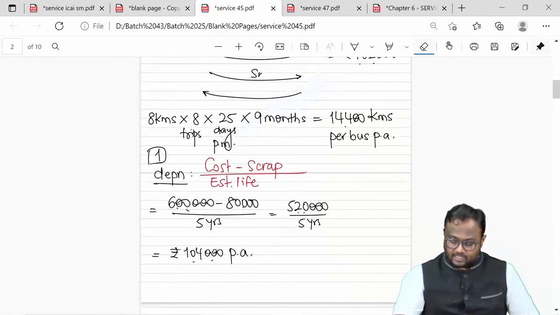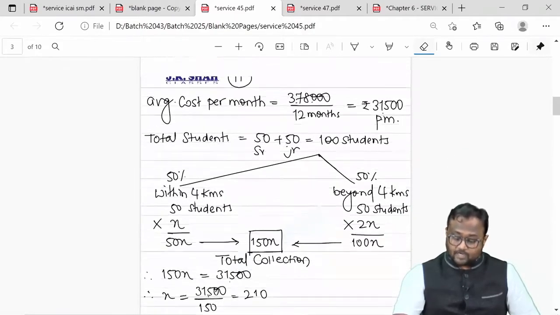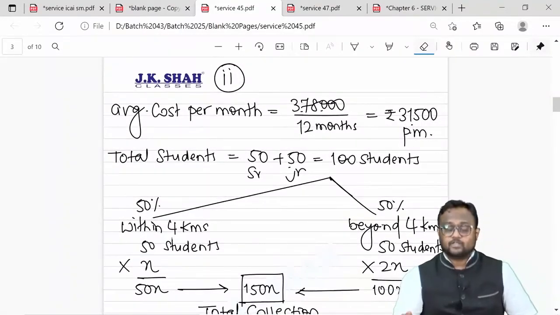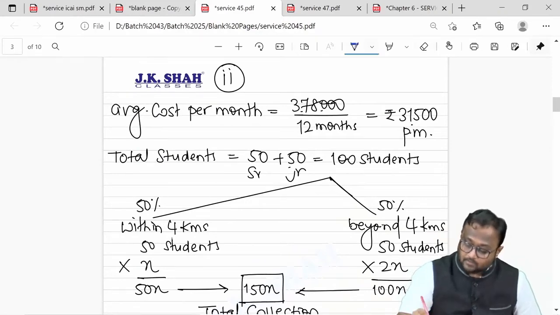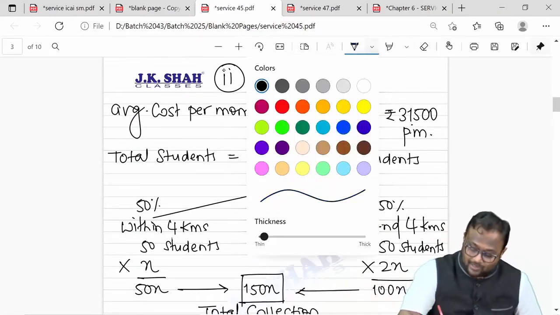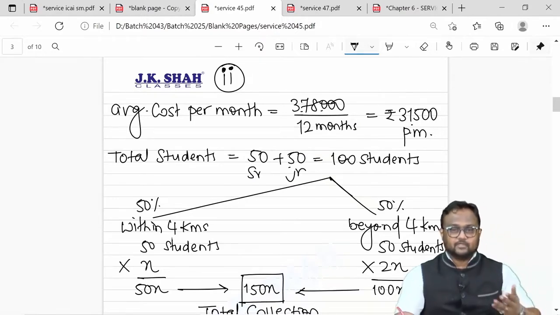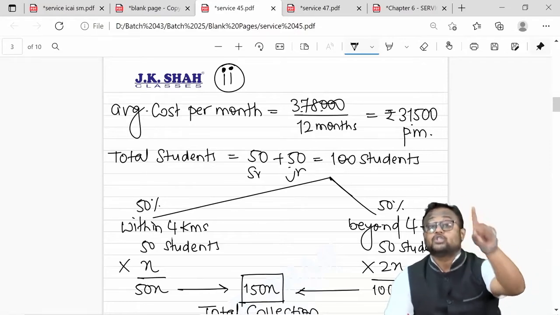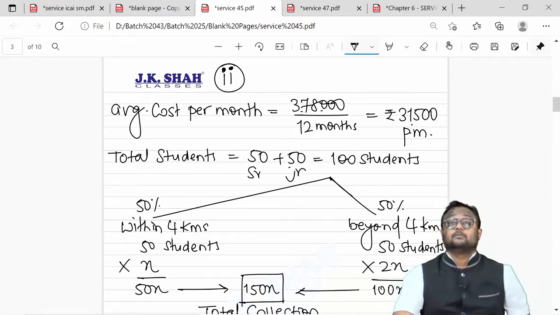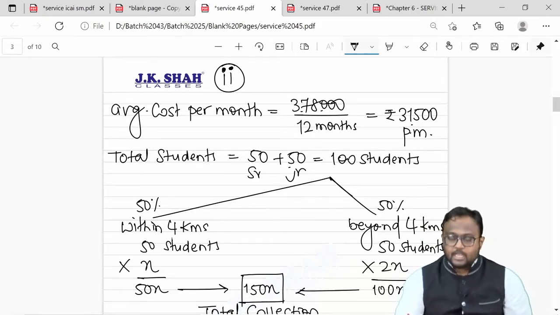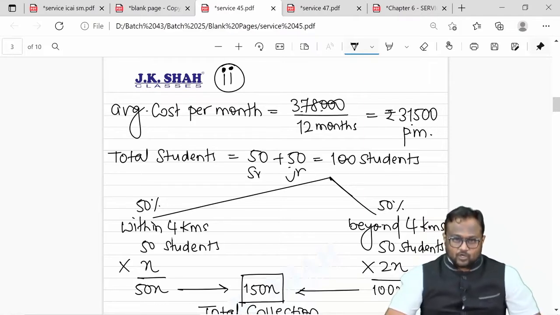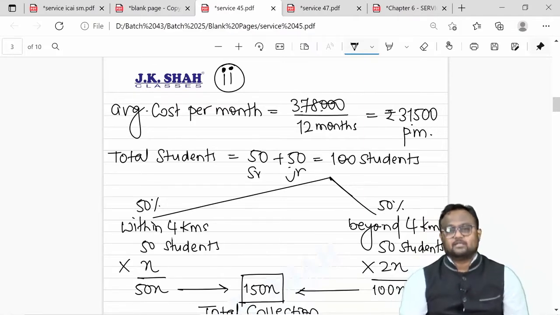Depreciation was again a very simple task. The most important part was this: we were supposed to know average cost per student per bus. Now see, calculating cost per bus and cost for 5 buses was a very easy task. You already have solution, you can go through that. The important part was this: they asked us to find out cost per bus and average cost per student per month.